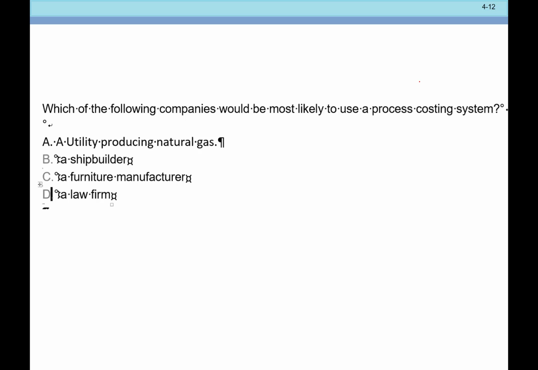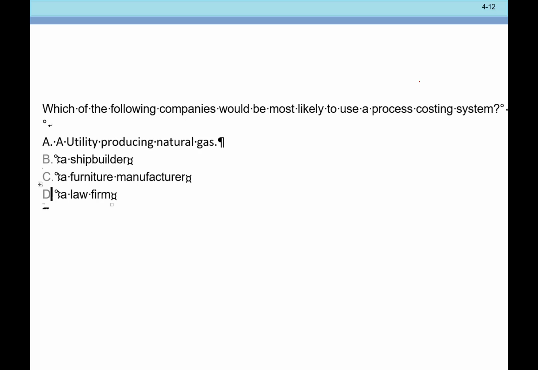So, which of the following companies would be most likely to use a process costing system? Let's start at the bottom. Law firm? No. Every case is different, right? A tax case is going to be different than a murder case, isn't it? Unless you killed somebody while you were doing your taxes, and then they might be related. Then item C, a furniture manufacturer. Each piece of furniture is probably different: big chairs, little chairs, beds, tables. So we can easily track that to each job.